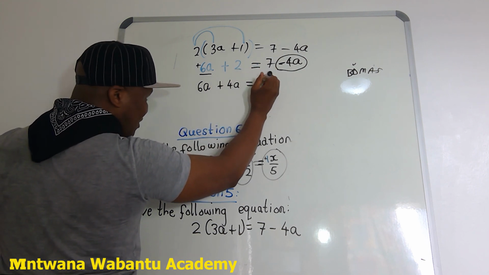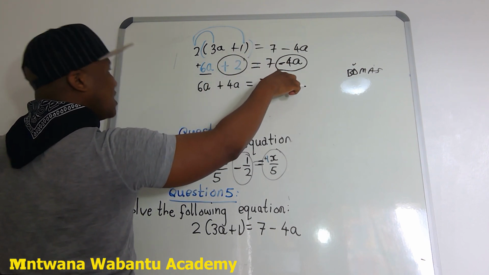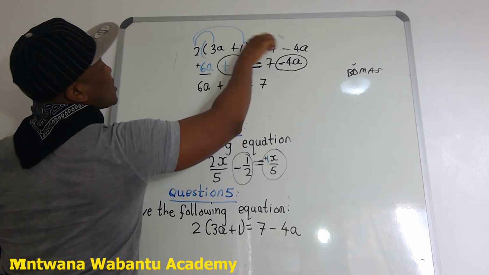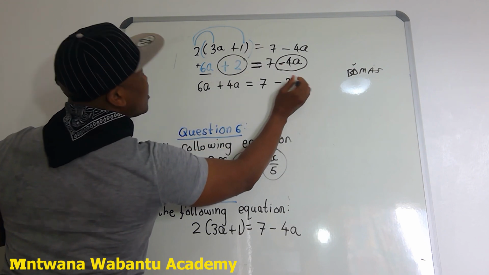Here we have 7, you write your 7. But we don't want the 2 here. You must go to your fellow sister or brother. So 2, when you go over the equal sign, if it's positive, it's going to change to negative. If it's negative, it's going to change to positive. In this case, positive, it's going to become negative 2, negative 2.